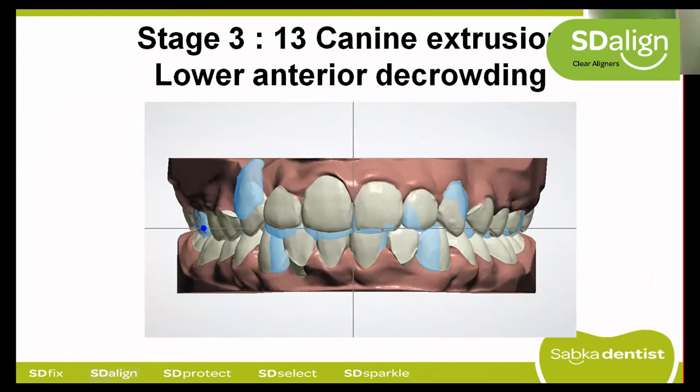Also in the vertical dimension, as we can see, the blue is the pre-treatment position. The white is the post-treatment position. So the post-treatment position is showing vertical intrusion also built in. And also because the canine is extruding, there will be some amount of residual action on the lateral incisor and on the central incisor. So for that, we'll have to keep them in an overcorrected position.